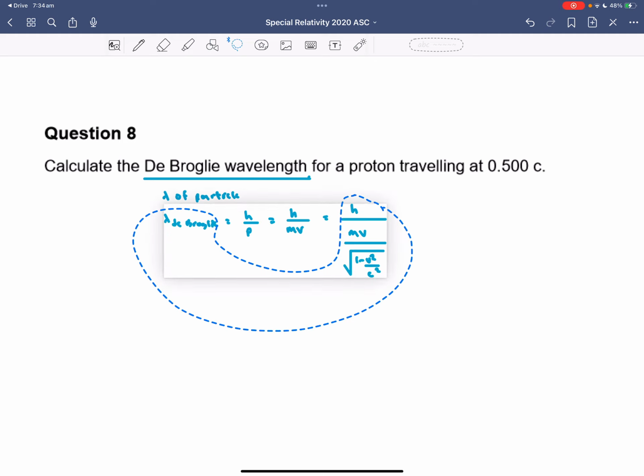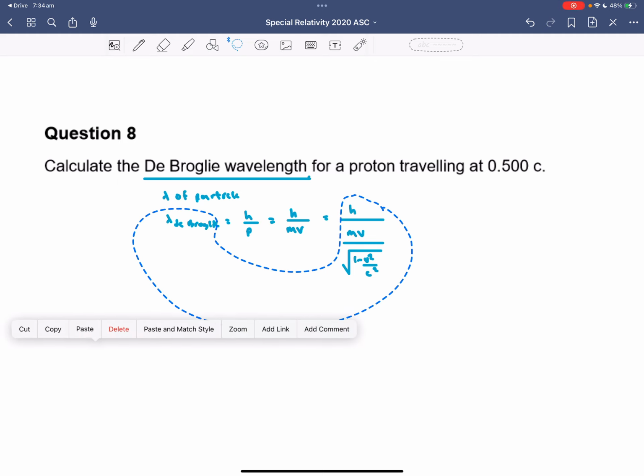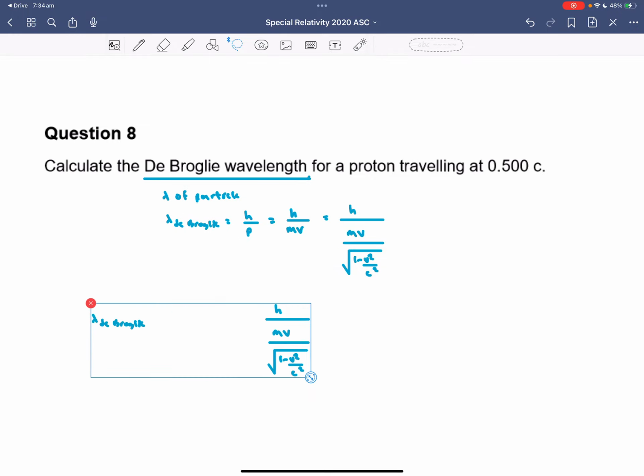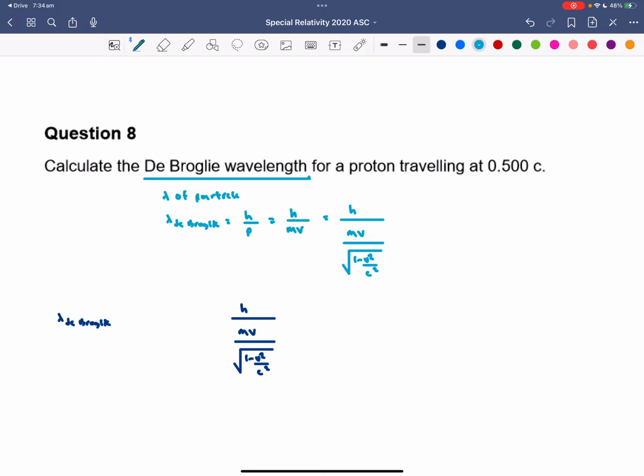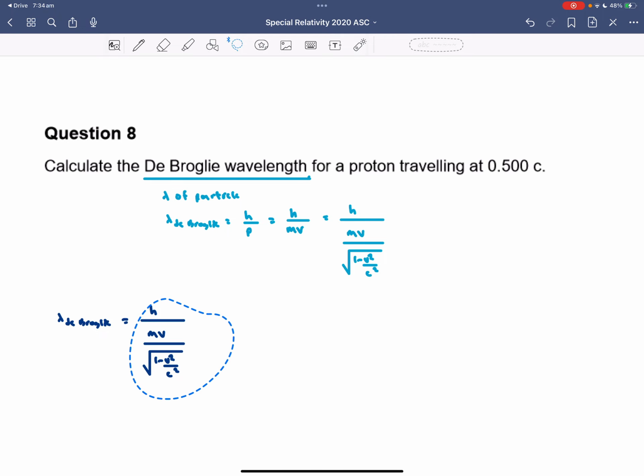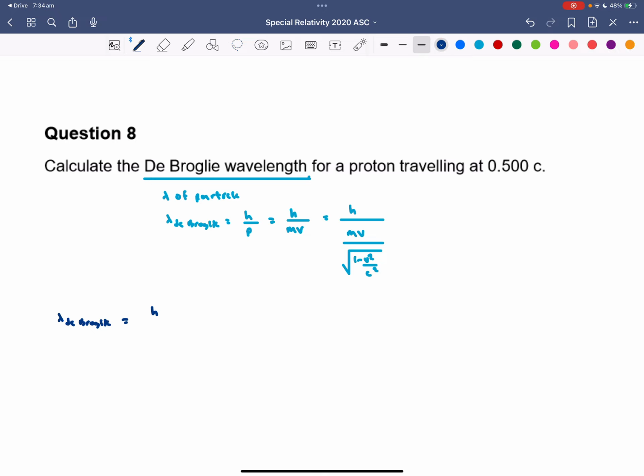So effectively, all we've got to do is put everything into this equation. The de Broglie wavelength is that, h on that. If you want to play it safe, a safe way of doing it is just saying h on p and work out the momentum first. So h is Planck's constant, 6.63 times 10 to the negative 34. And I'll just work out the relativistic momentum on the side.